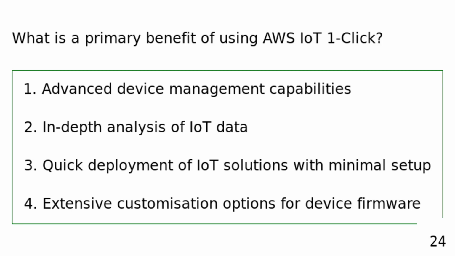What is a primary benefit of using AWS IoT one-click? Advanced device management capabilities. In-depth analysis of IoT data. Quick deployment of IoT solutions with minimal setup. Extensive customization options for device firmware.